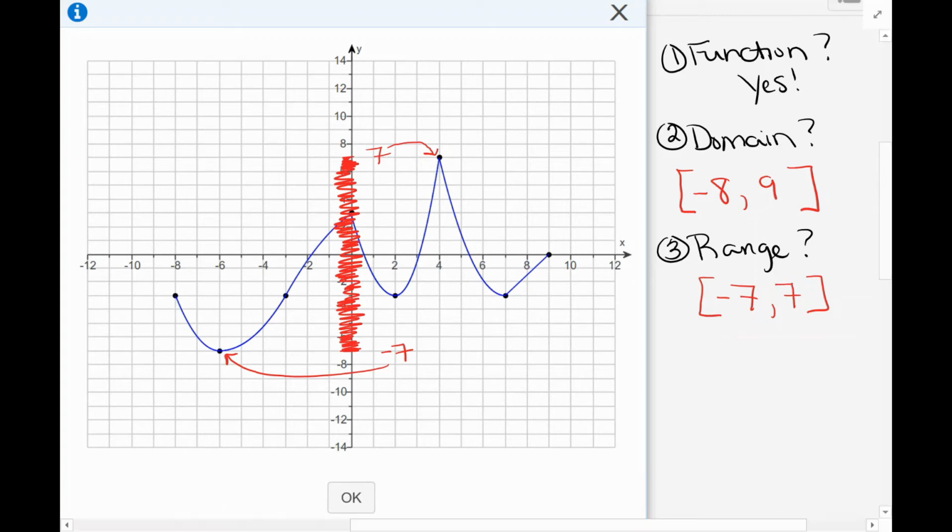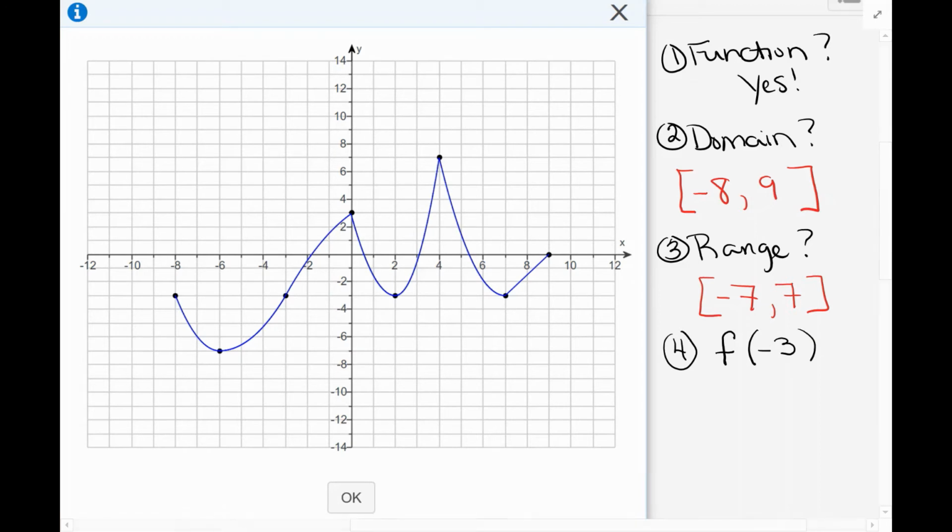Okay, let's see what else they can ask. They could ask, what is f of -3? They could ask you that question. What is f of -3? And it's like, what? How do you answer that question?